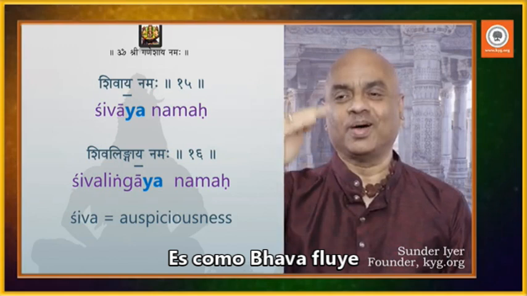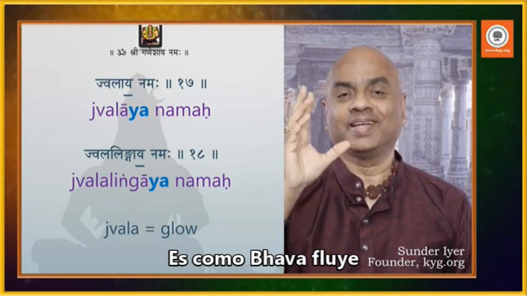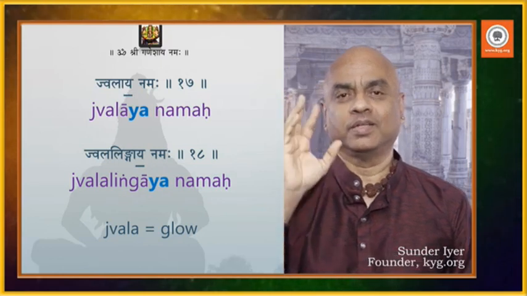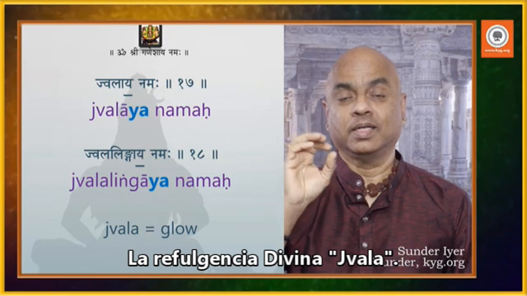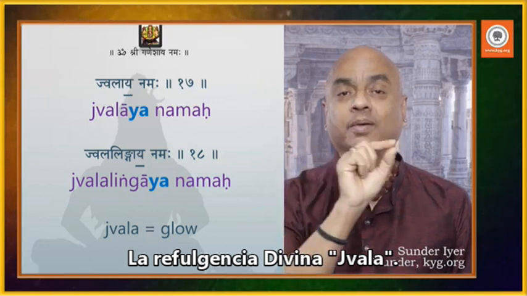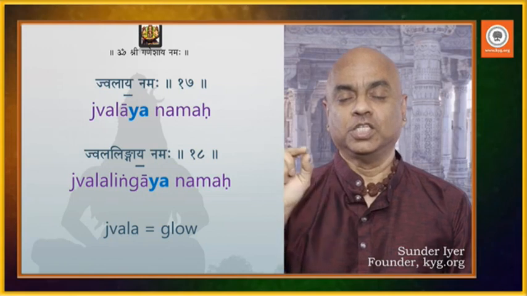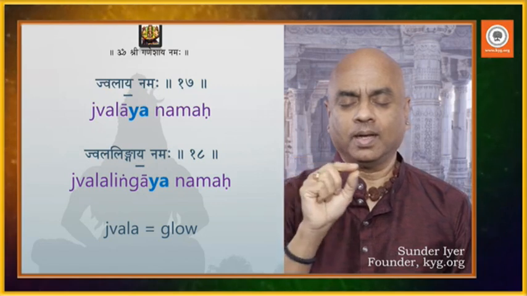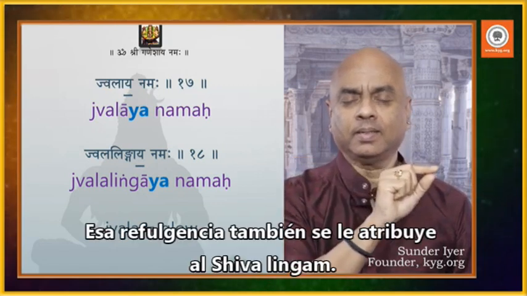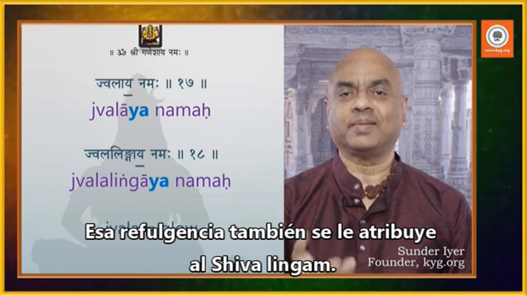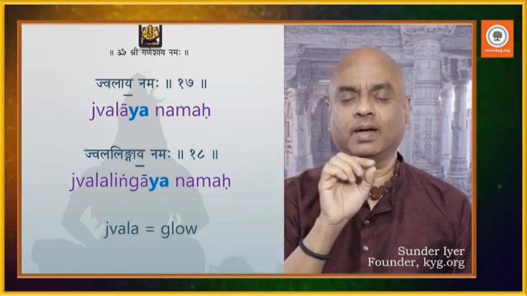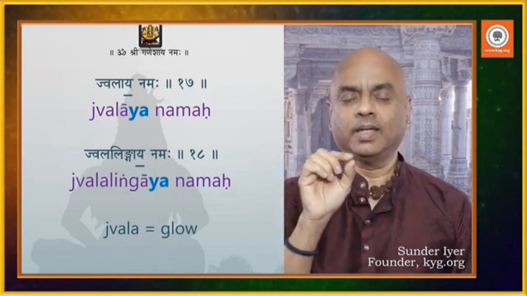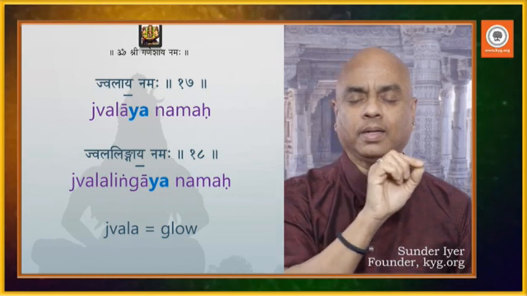Just watch how the Bhava flows. Jvalaya Namaha. And from that auspiciousness comes this divine glow. Divine glow. Jvala. So Jvalaya Namaha. Let's say it together. Jvalaya Namaha. Again. That glows also from this linga, ascribed to the linga. Jvalalingaya Namaha. Together. Jvalalingaya Namaha. Once again.